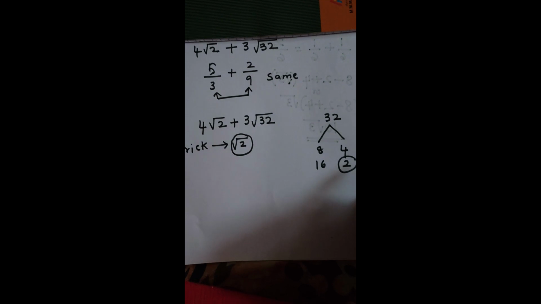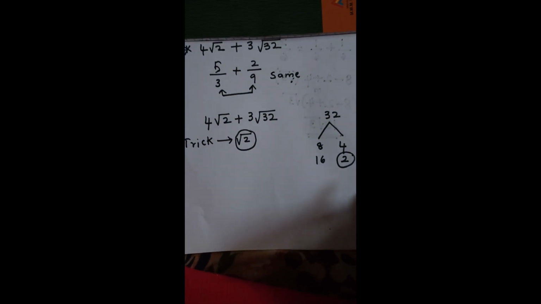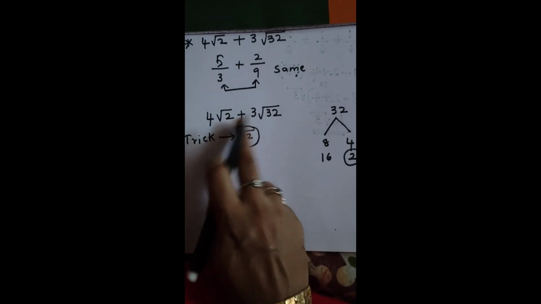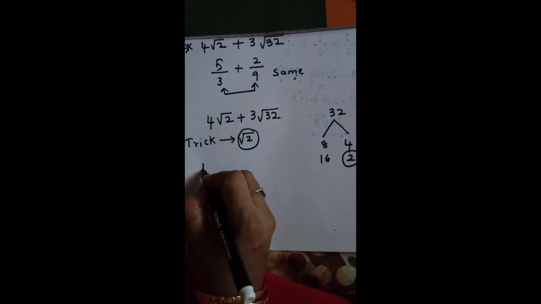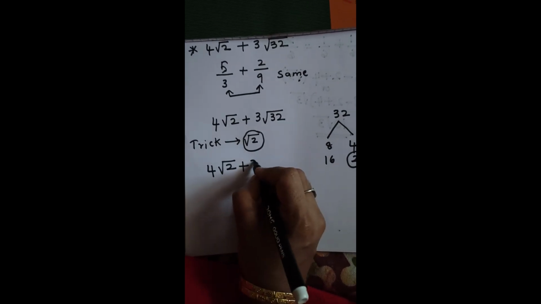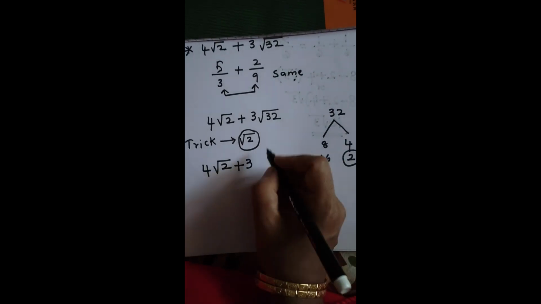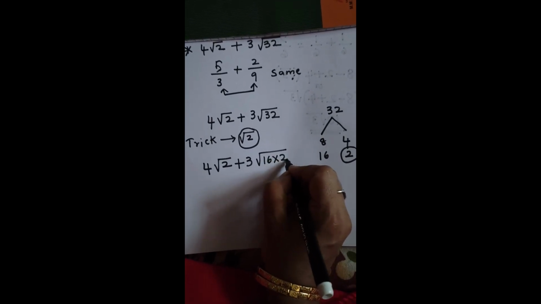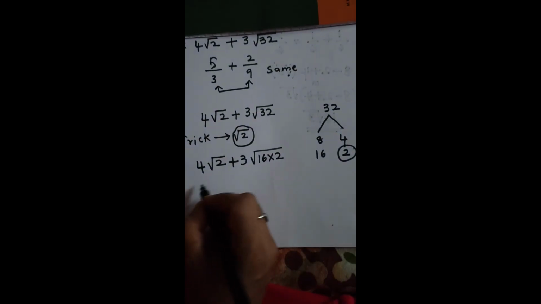Stop right here. Why do you want to waste your time? When you get 2, you stop there, because you have 2 here and you need to get the same. So 4 root 2 plus 3 root 32, and 16 2s are 32. So 16 into 2 is 32.